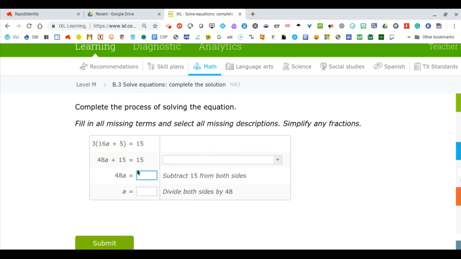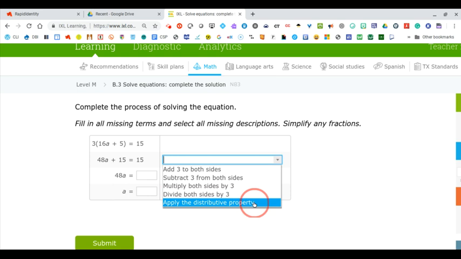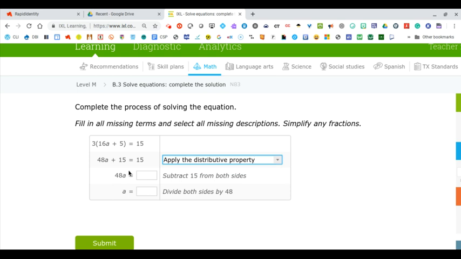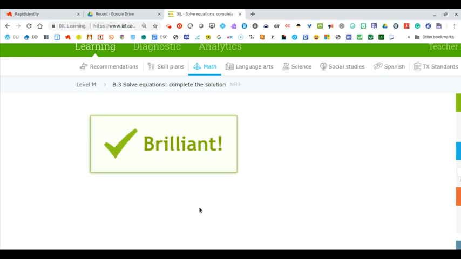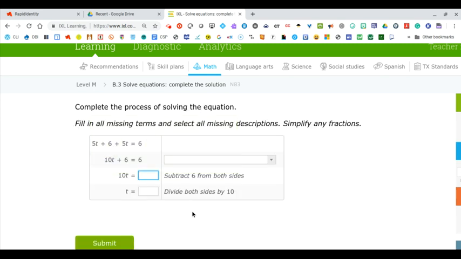Okay, next one here, it did the distributive. So we're going to say apply the distributive property. And then here's plus 15, we're going to subtract 15. And 15 subtract 15 is 0. And remember this, 0 divided by any number, it doesn't matter how big the number is. If you had nothing, it doesn't matter what happened, it still had nothing. And so remember that 0 divided by any number is still 0.